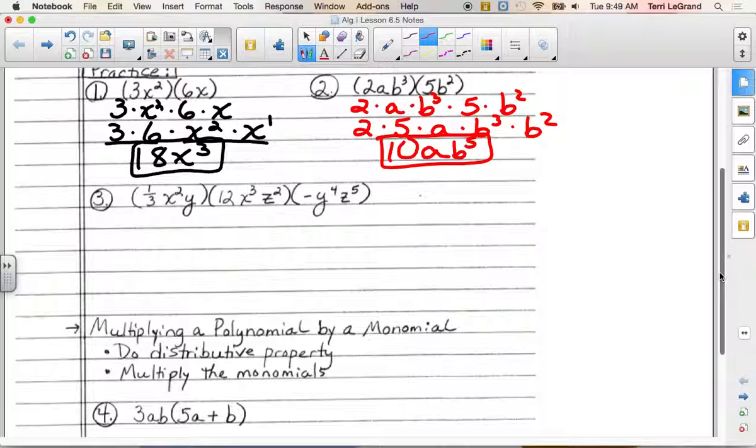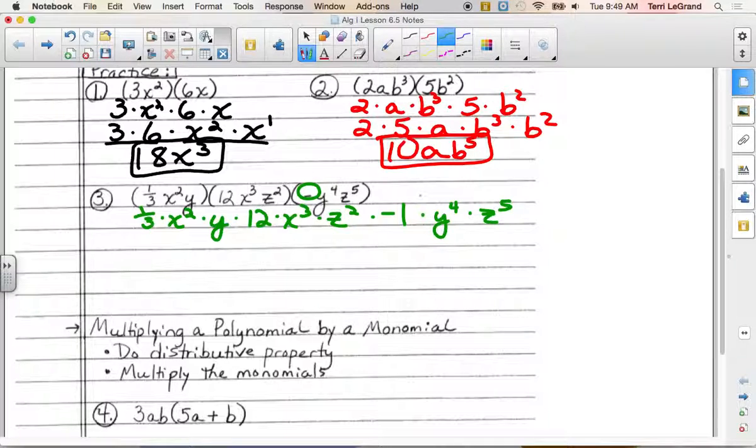How about in this next one, number 3? Once I start rearranging it, I'm just going to drop the parentheses right now and write down all the multiplications. What's that negative sign going to become? Negative 1. We're going to make that a negative 1. So this right here became our negative 1. So a negative sign in multiplication can always become a negative 1.